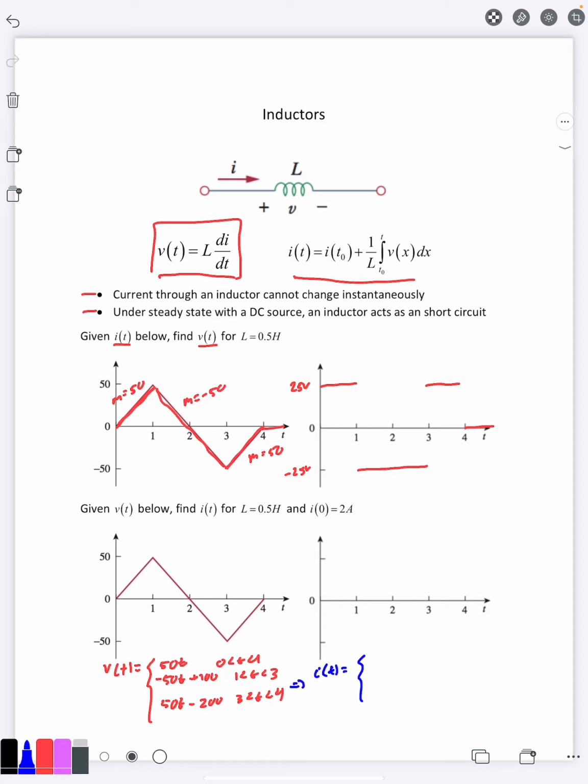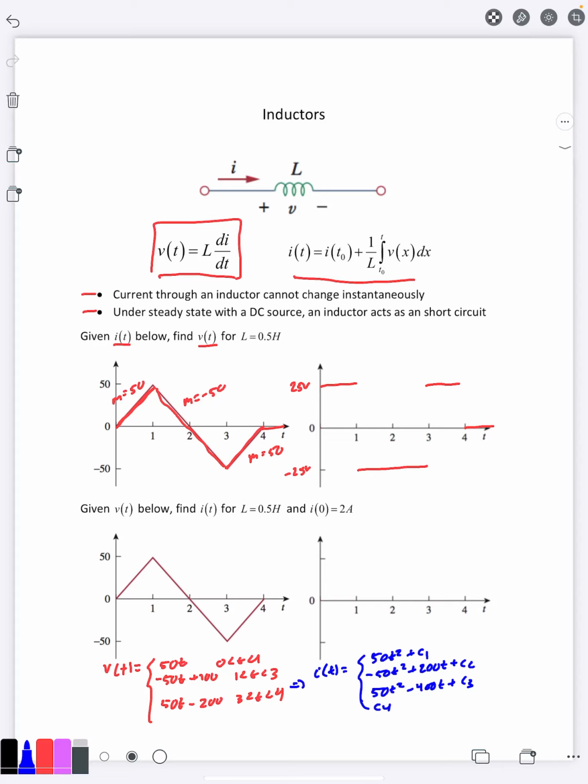So if we integrate 50t, it'd be 25t squared. Divide that by a half, it goes back up to 50t squared plus some constant. And then we're going to have a negative 50t squared plus 200t plus a different constant. So again, we're integrating and dividing by 0.5. We integrate, divide by 0.5. And then we're going to have some other constant here, C4.